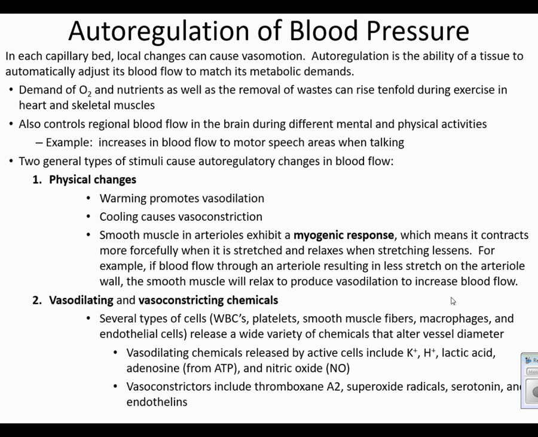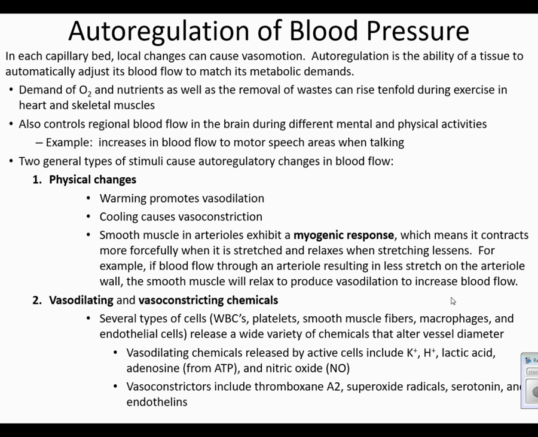Vasodilating and vasoconstricting chemicals can affect blood vessel diameter. Cells like white blood cells, platelets, smooth muscle fibers, macrophages, and endothelial cells will release various chemicals. Chemicals that will vasodilate include potassium, hydrogen ions, lactic acid, adenosine from ATP, and nitric oxide, which we learned, NO, is a gas. It's a local hormone.